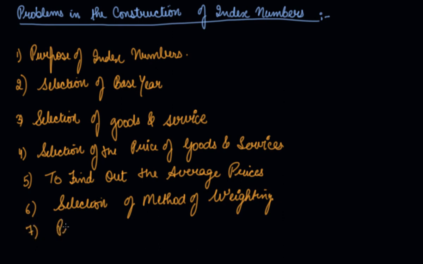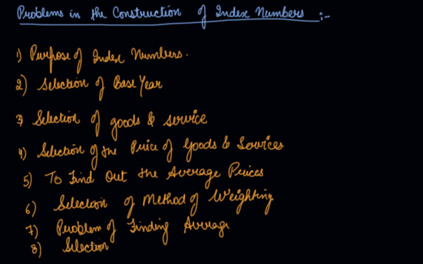Seventh comes here, problem of finding averages. Now, what average you should take, mean, median or mode? What should be the central tendency? Shall it be a geometric average, arithmetic mean, harmonic mean, etc.? So, problem of finding out and choosing the average becomes the other problem. Then comes the selection of formula. Now the index number has so many formulas such as Fisher's method, Laspeyres method, then Paasche method. So which method you should choose to calculate the index number is the other problem in the construction of index numbers.